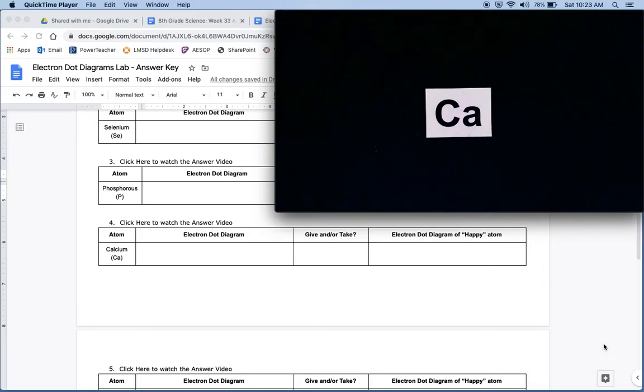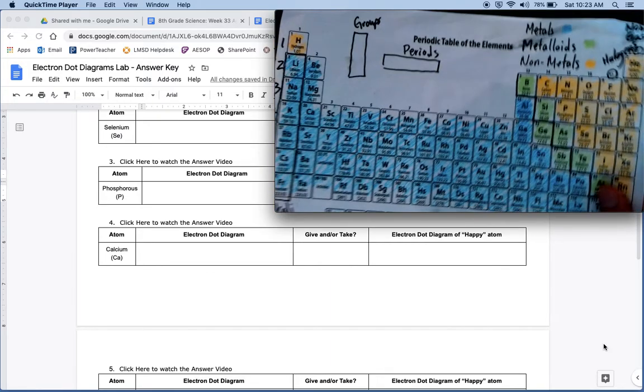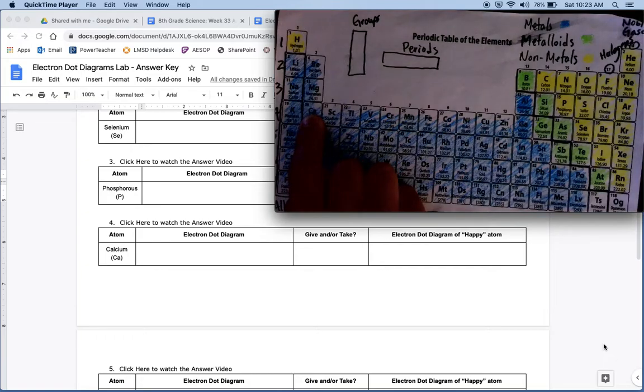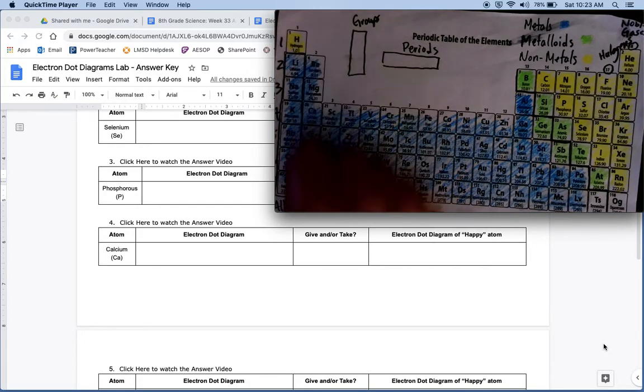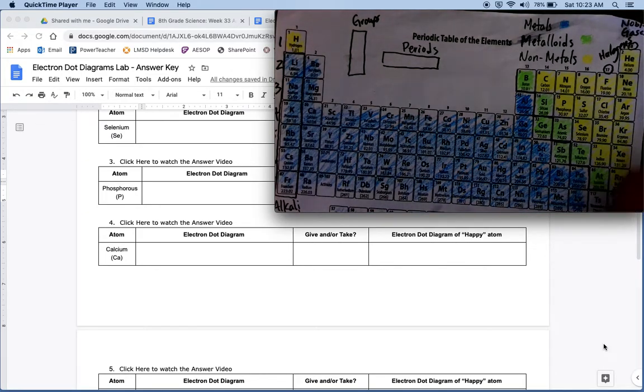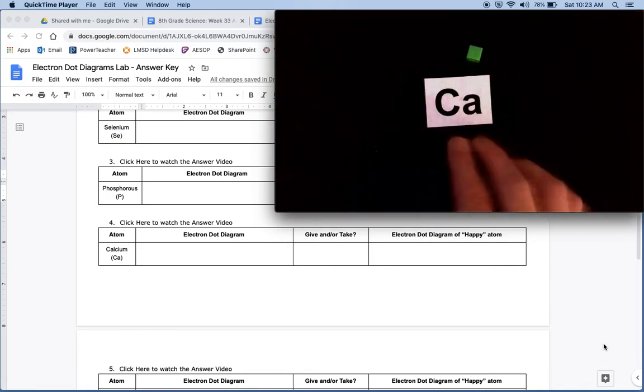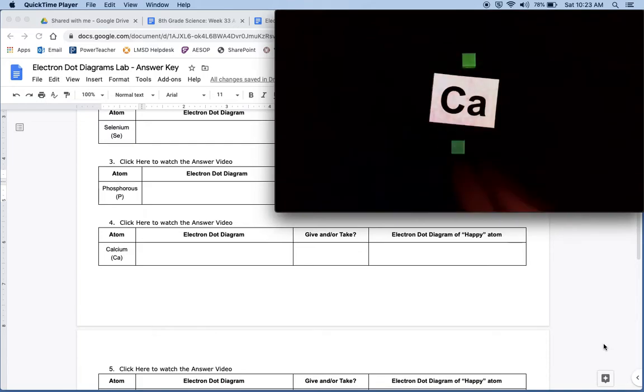All right, our fourth one is calcium. We're going to start off by looking at our periodic table to make our electron dot diagram. I noticed that calcium is right here. It's in the second tallest column, so I know it's got 2 valence electrons. So I'm going to put my 2 valence electrons on there. Okay, part 1's done with that, the electron dot diagram. Boom, we're going to take a picture of that.